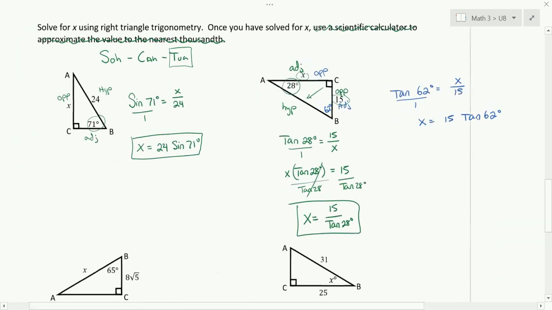Okay. All right. Questions? Any other questions about that so far? Is this coming back? This is what we did in Math 2. Do you remember this from Math 2?